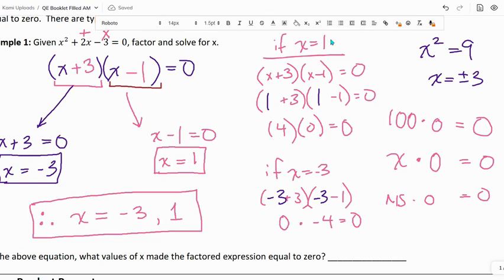Now what I did here is I checked it. I'm like, okay, if x equals positive 1, I've substituted 1 for every x, right? So I'd have 1 plus 3, that's a 4. 1 minus 1, that's 0. What's 4 times 0? 0. Well, what if x is negative 3? So I sub in negative 3 wherever there's an x, and now I have 0 times negative 4, still 0. And so that is, again, referring back to the zero product property.